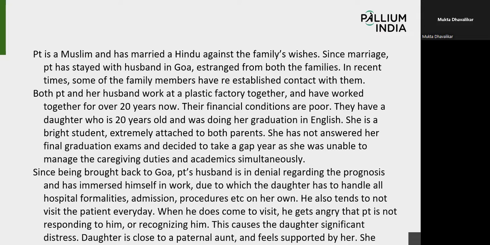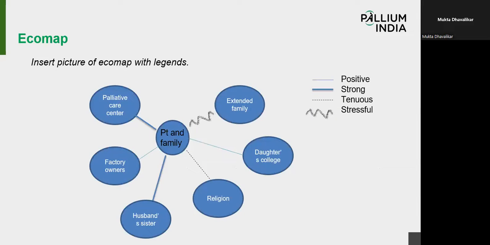The patient's husband also tends to not visit the patient every day. He comes maybe once in 2 to 3 days. When he does come to visit, he gets angry that the patient is not responding to him or recognizing him. He also tends to shout and yell in the ward when that happens. This does cause the daughter significant distress. The daughter is close to one paternal aunt, though, with whom she does speak over phone almost every day, and she feels really close to her.